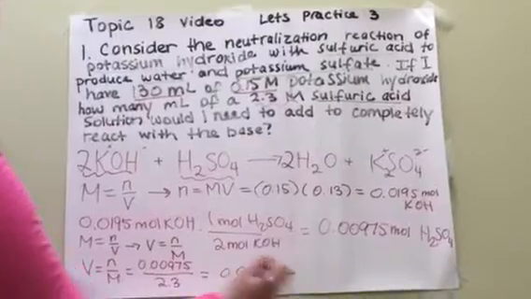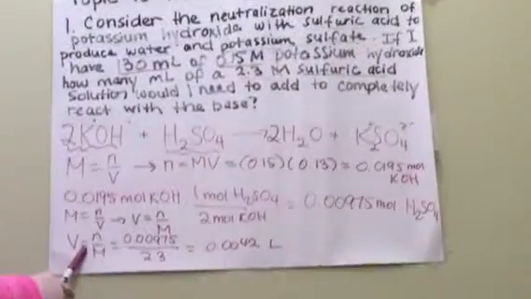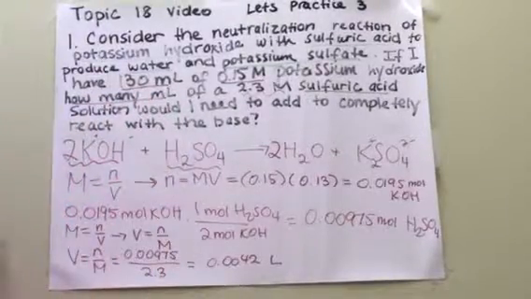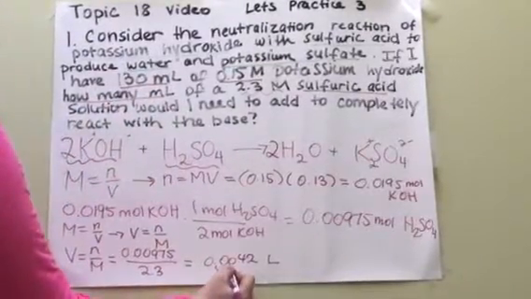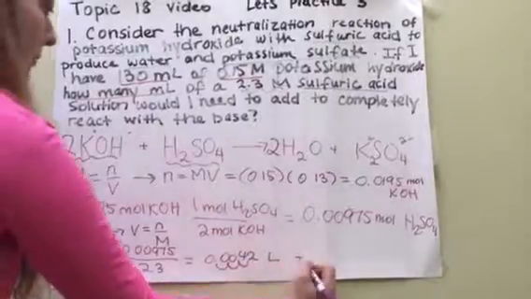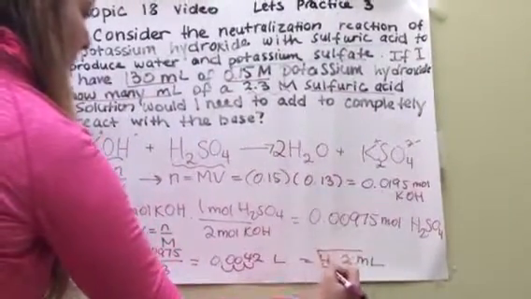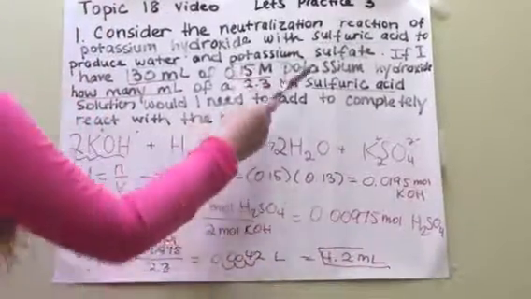So we get that our final volume is 0.0042 liters, because the volume in a molarity formula is always in liters, but they're asking for milliliters. So again, we convert 1, 2, 3, and we get 4.2 milliliters as our final answer of sulfuric acid.